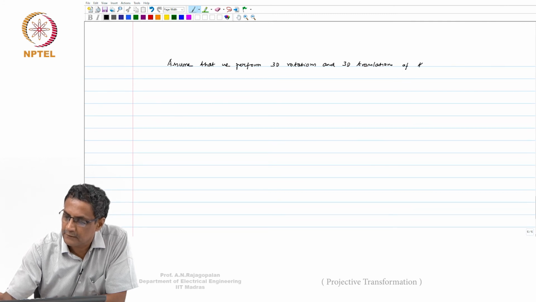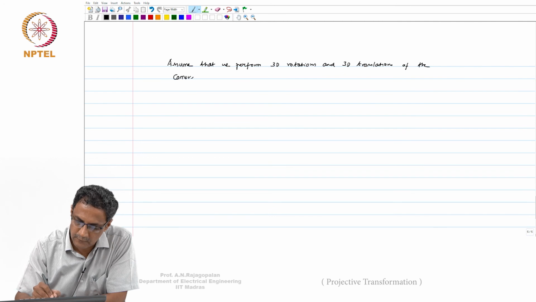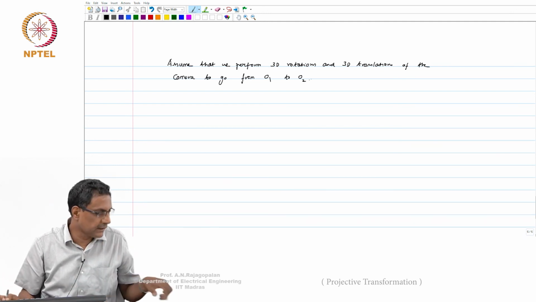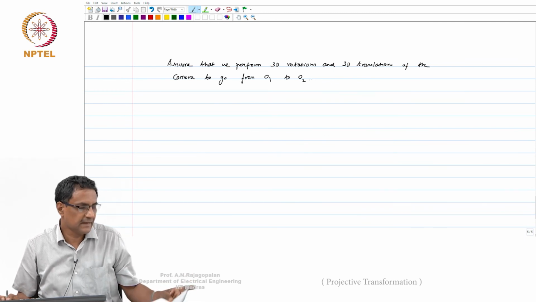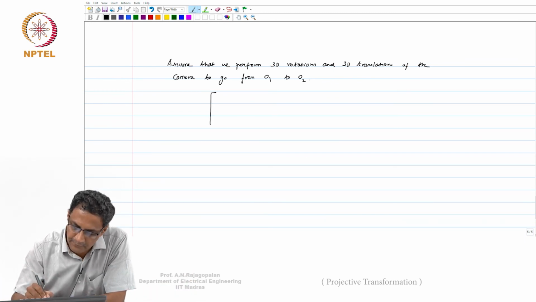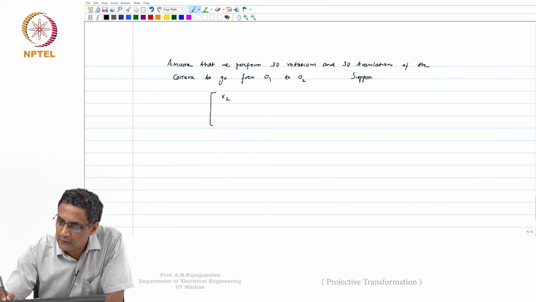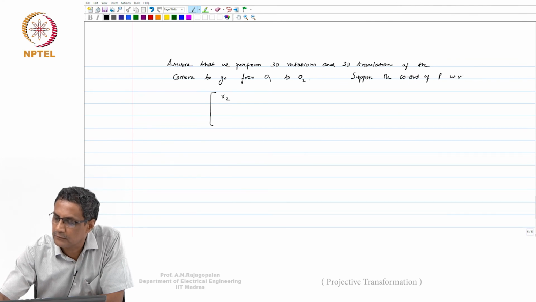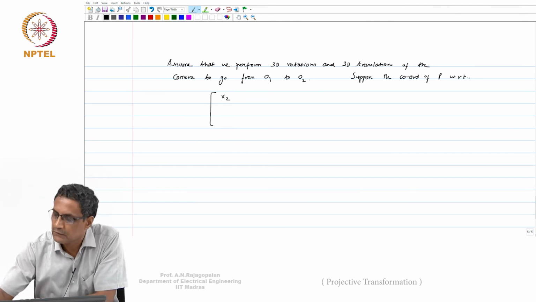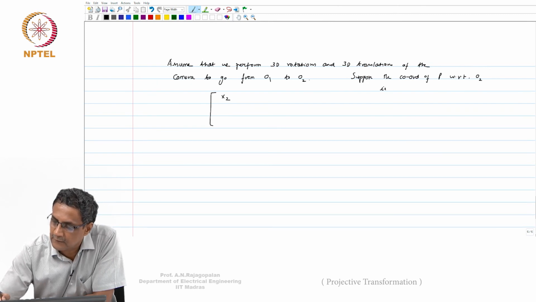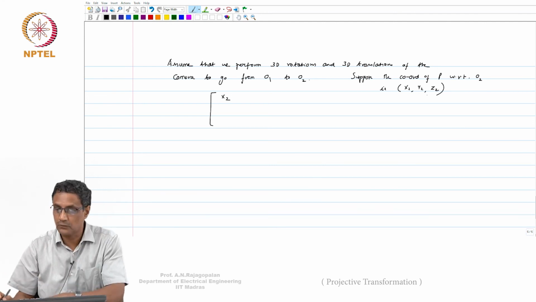of the camera to go from O1 to O2. So we've gone from O1 to O2, doing some kind of transformation. And this again we'll write in a homogeneous form as x2. Suppose the coordinate of P with respect to O2, because we have now moved the camera, is x2, y2, z2, since we have moved from O1 to O2.